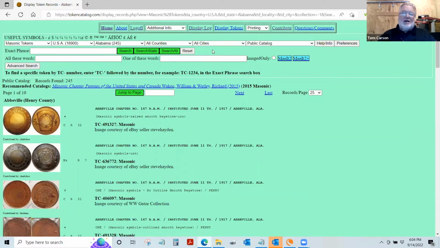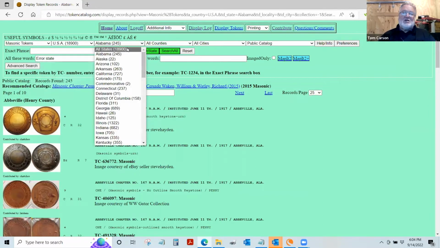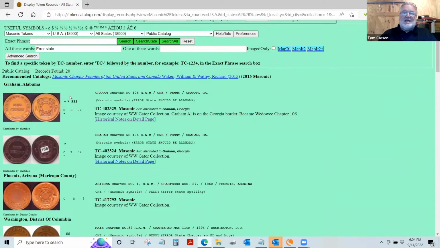Now, you've got tremendous search capability. You can type in an exact phrase, or you can do all these words. And the way I've got the errors set up, it's more for all these words. So I'm going to type in error and state. And instead of Alabama, I'm going to search all the states. And here are the examples of errors that deal with the state.